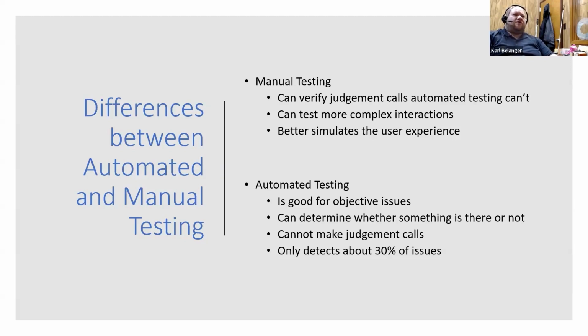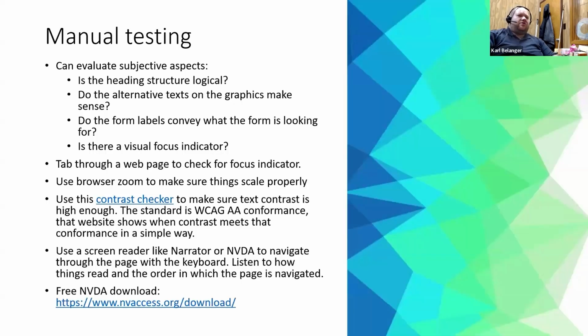Automated testing is good for objective issues, as we discussed. It can determine something is there or not, but can't make judgment calls. It can detect around 30% of issues on a given site. And finally, manual testing, as I said, can evaluate subjective aspects. Is the heading structure logical? A computer can see that there are headings there, that they're numbered, but a manual tester can tell whether or not the headings are in a logical order or used on things that should be headings, things like that.